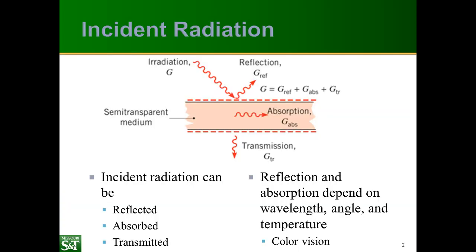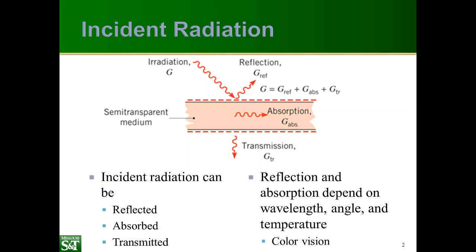Now, when radiation hits a surface, it can either be reflected, absorbed, or transmitted. For this unit, we're going to neglect transmission. So the transmission part is going to be 0. And what we're going to do then is use the reflectivity and absorptivity to determine how much radiation gets reflected and absorbed. Now, like emissivity, these things are going to depend on wavelength, angle, and temperature, and so on.